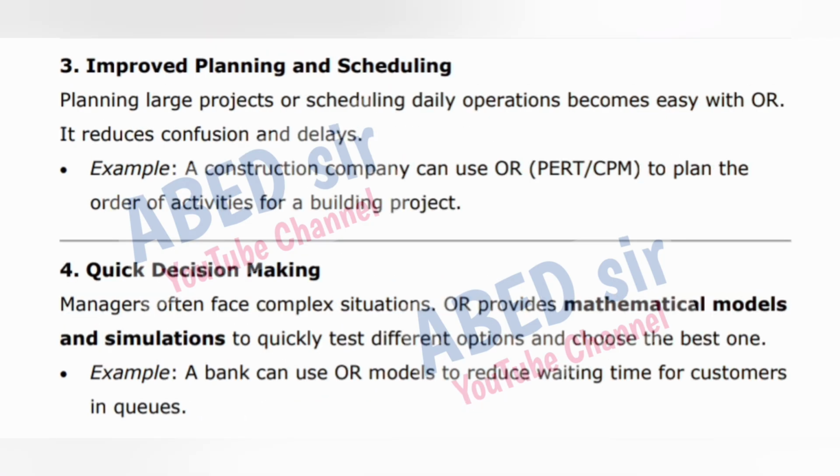3. Improved planning and scheduling. Planning large projects or scheduling daily operations becomes easy with OR. It reduces confusion and delays. Example, a construction company can use OR, PERT CPM, to plan the order of activities for a building project.